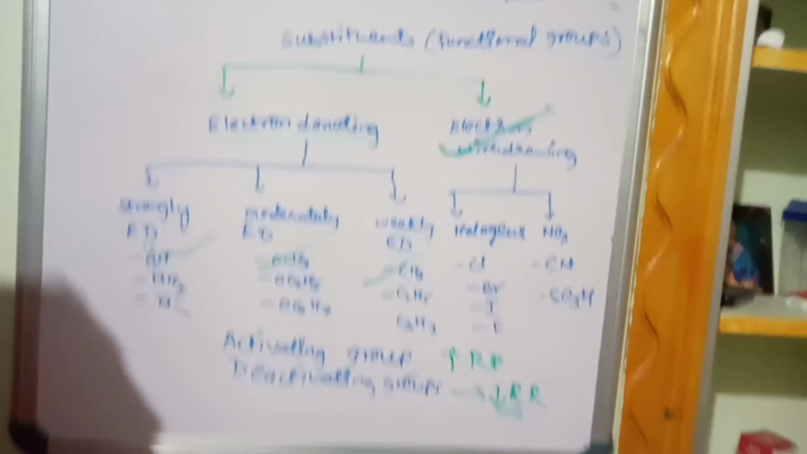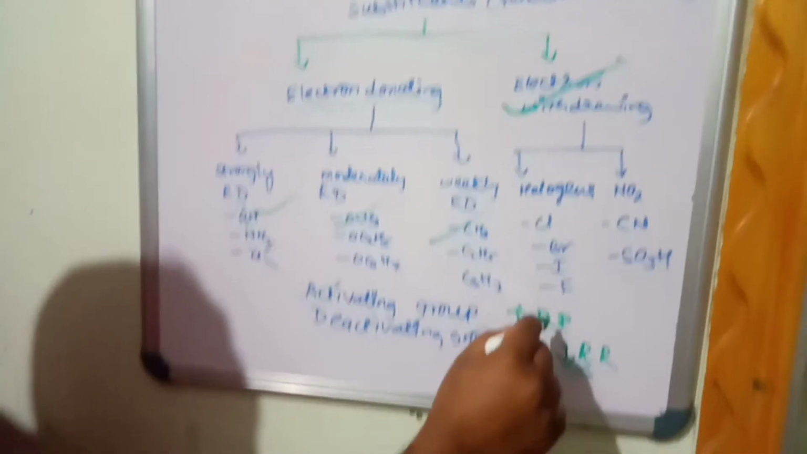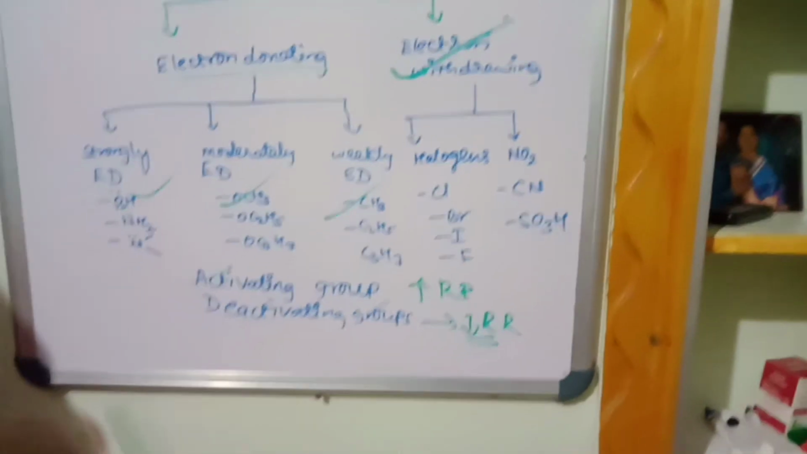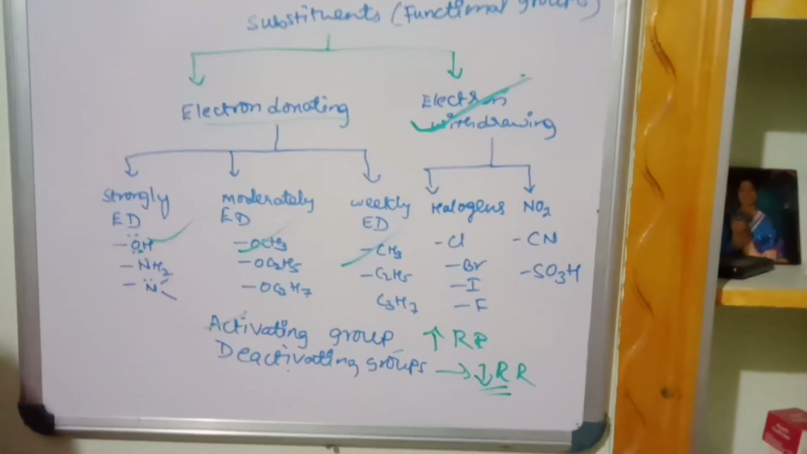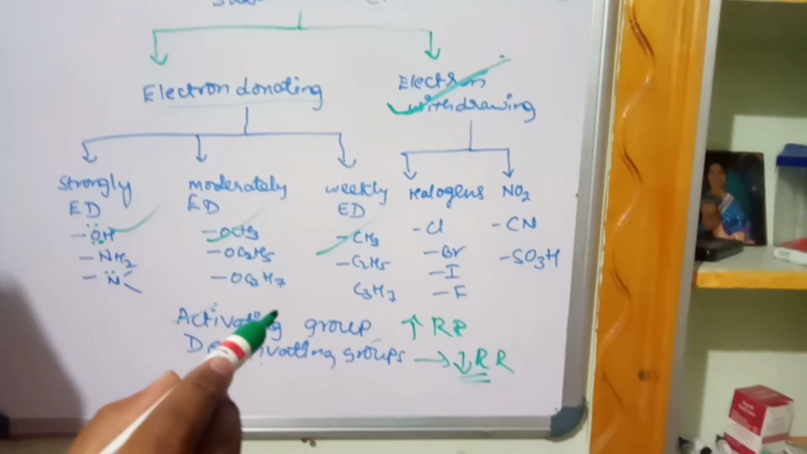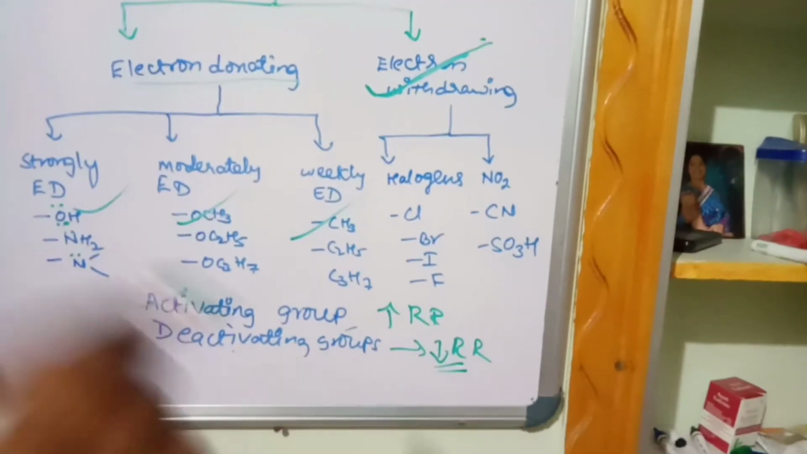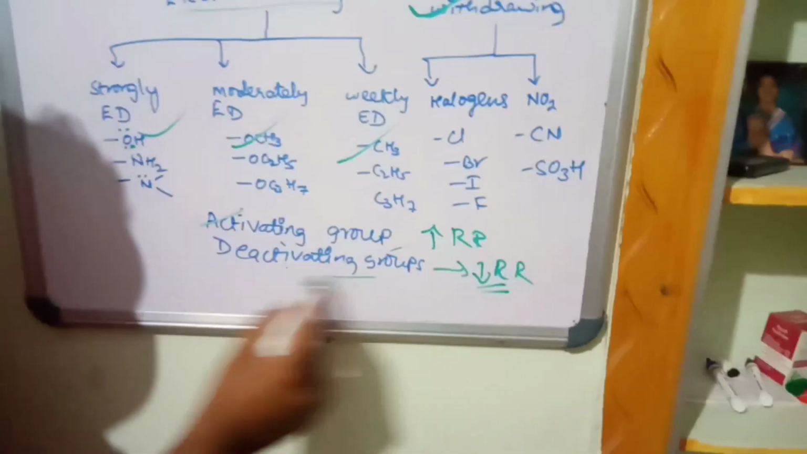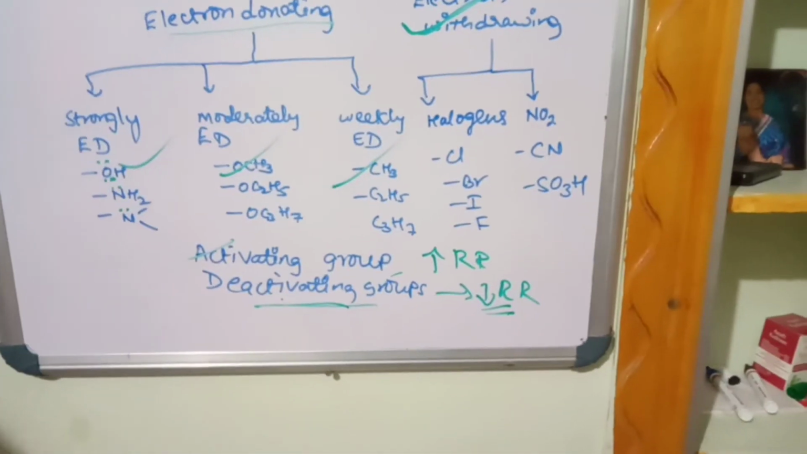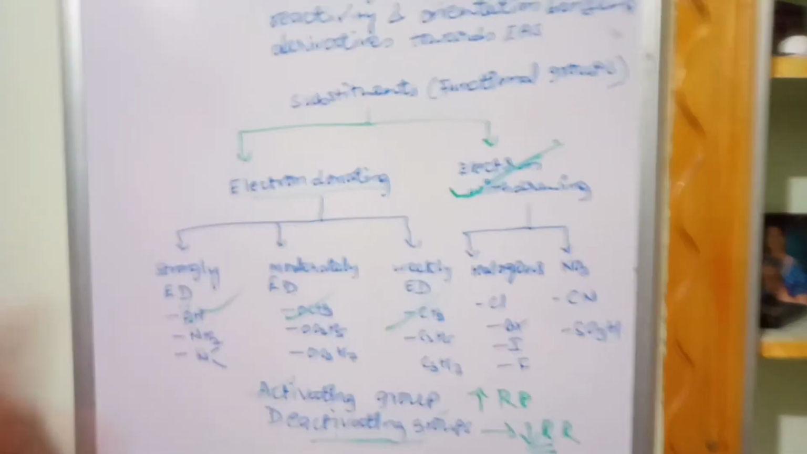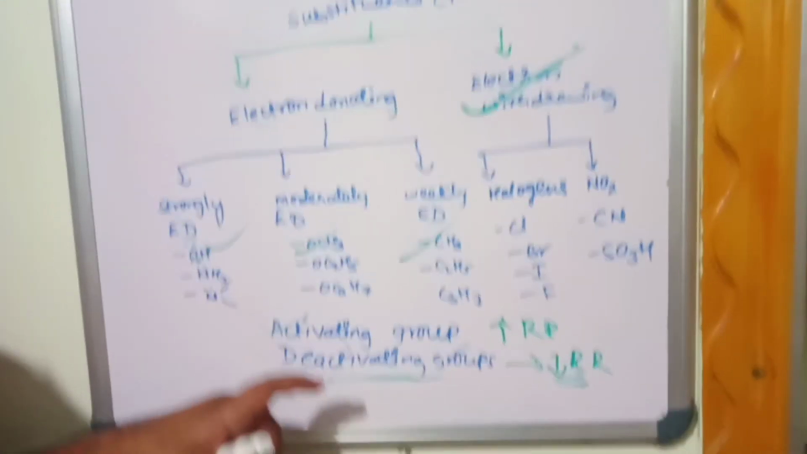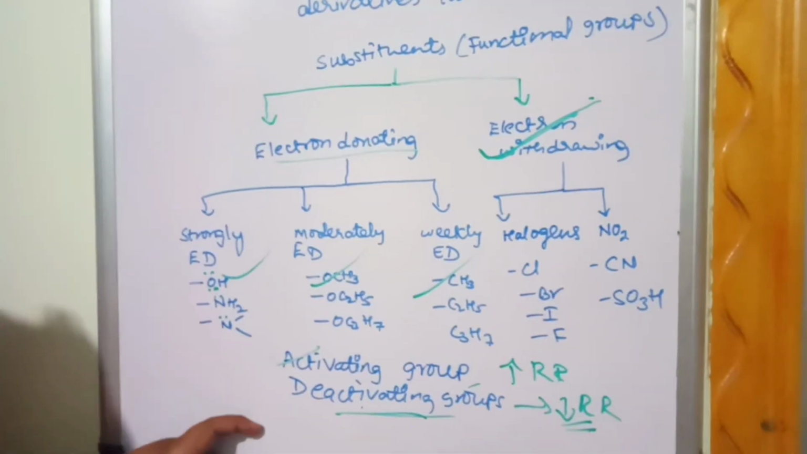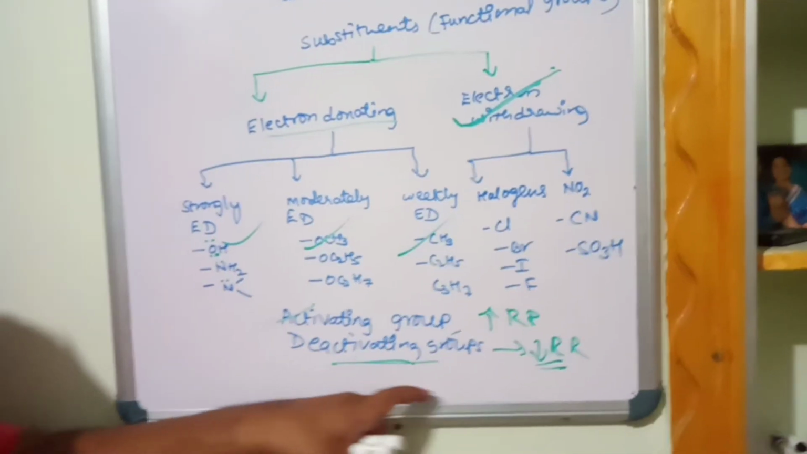Now, why do they increase the rate of reaction? They tend to give the electrons to the ring. As a result, they stabilize the ring, or stabilize the benzene, and increase the rate of reaction. Why does a deactivating group decrease the rate of reaction? That is the electron withdrawing group; they withdraw the electrons. When they withdraw the electrons, the ring will not be stabilized. They destabilize the ring, hence they are called deactivating groups.